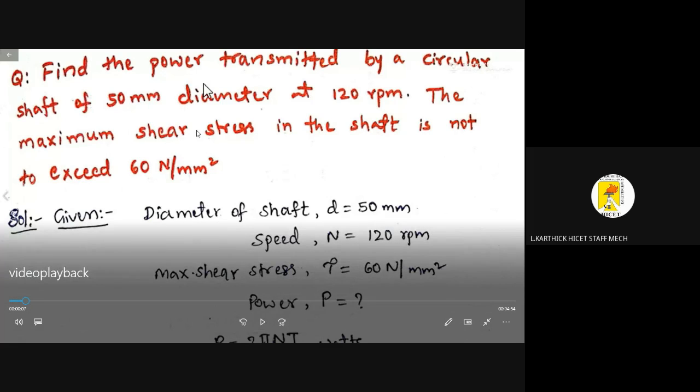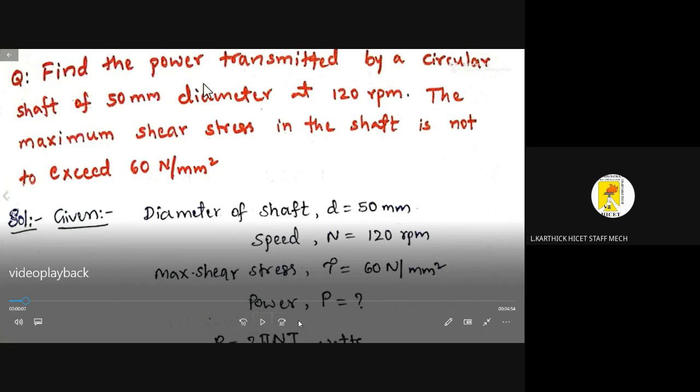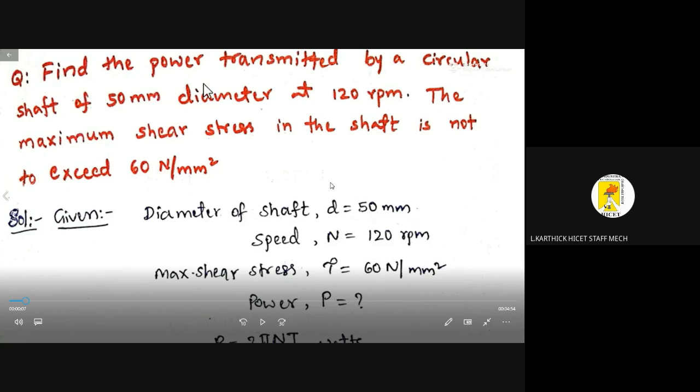Let us see the problem. Find the power transmitted by a circular shaft of 50 mm diameter at 120 rpm. The maximum shear stress in the shaft should not exceed 60 Newton per mm square. Take a look at the question, and try to observe and note the data, whatever is given. For solving GATE problems, we need to understand the data first.